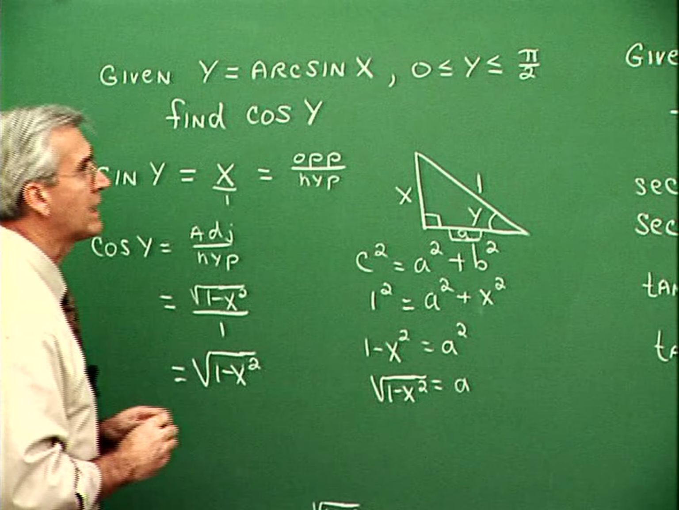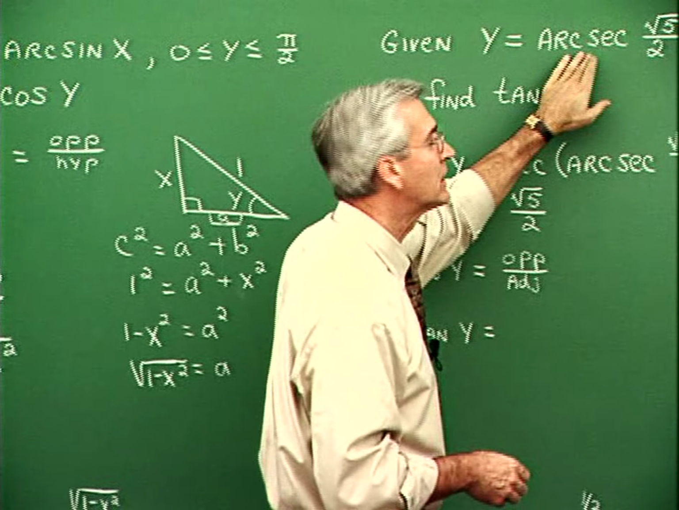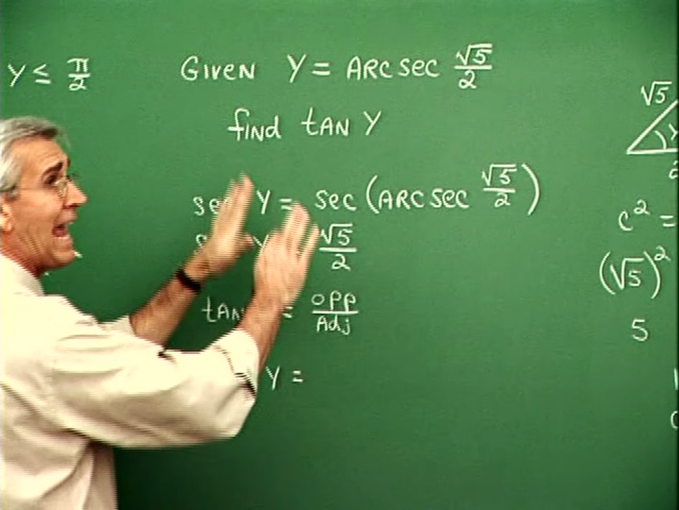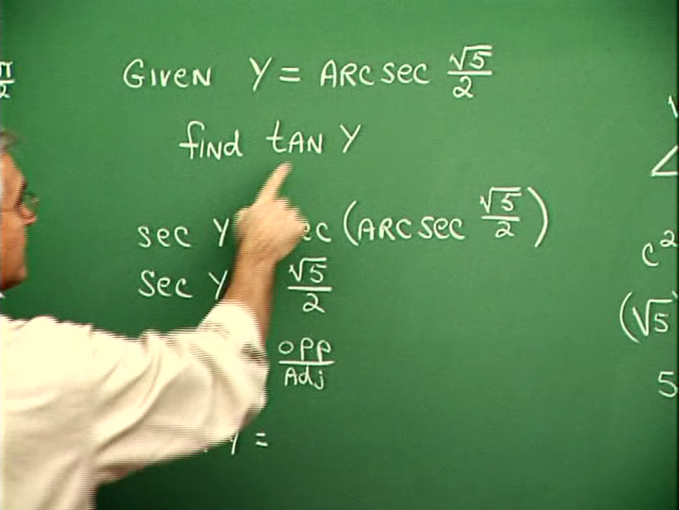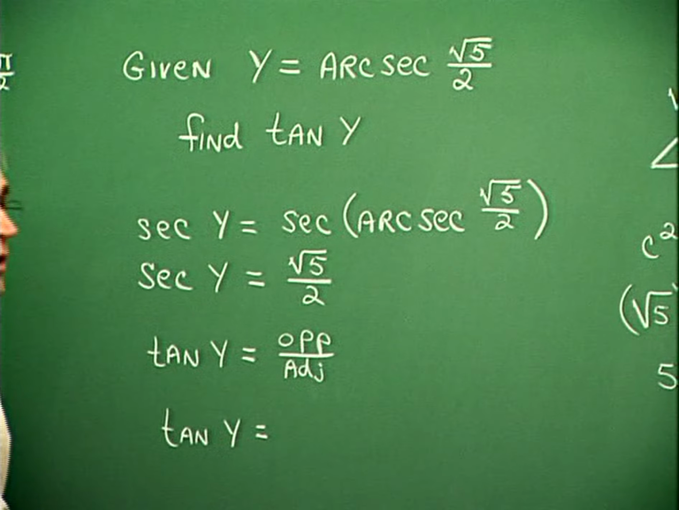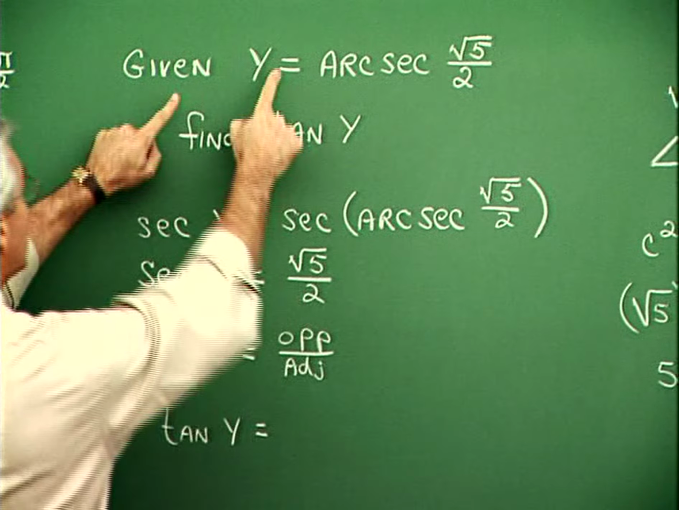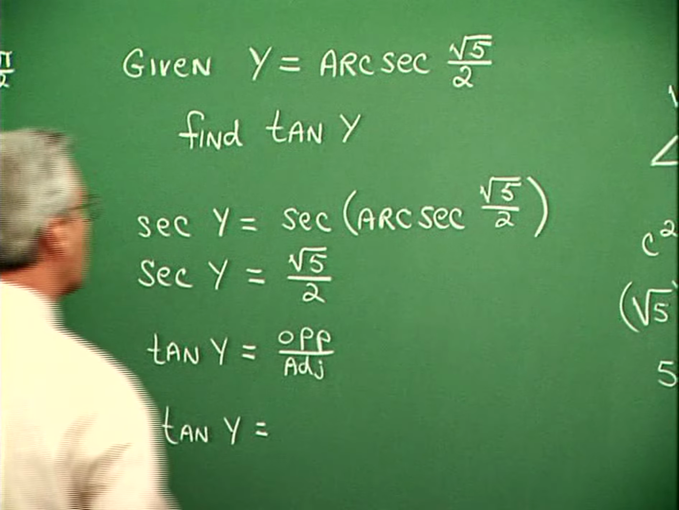Let's work another one like this. Here we're given that y is arcsecant the square root of 5 over 2. So y is the angle whose secant is the square root of 5 over 2. We want to find the tangent of that angle. Well, we start with the idea of applying secant on both sides, the secant of the left side, the secant of the right side. So these take one another out, and we have the square root of 5 over 2.